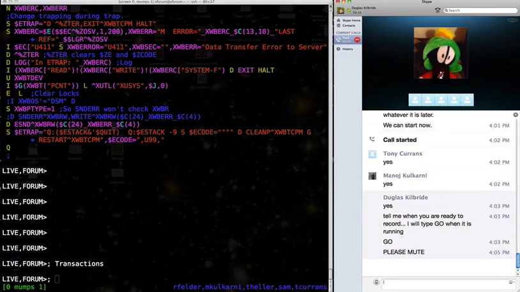All right. Transactions essentially try to solve that problem, and it's something that has to do with MUMPS globals. The idea is that if you take $500 from one person, you need to make sure that you add $500 to the other person right away. So let's start with a little routine to show you how that might work.